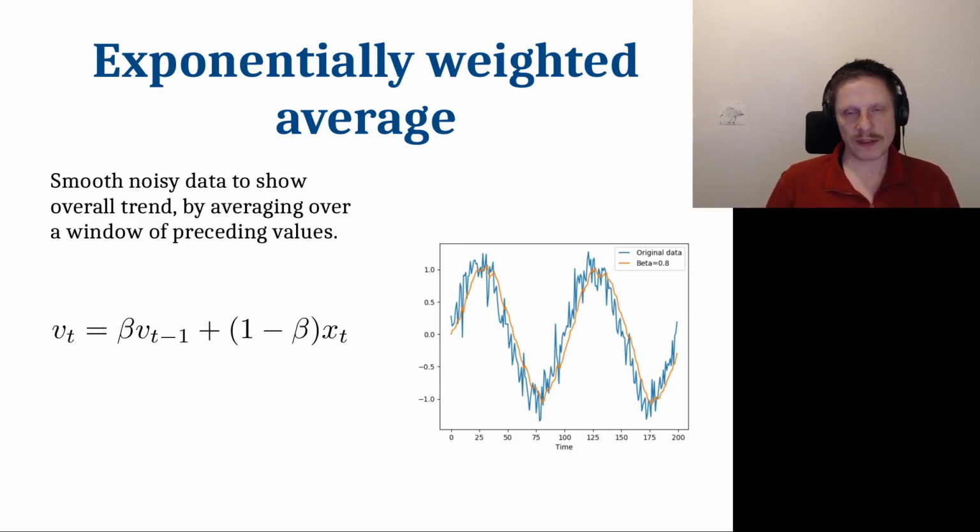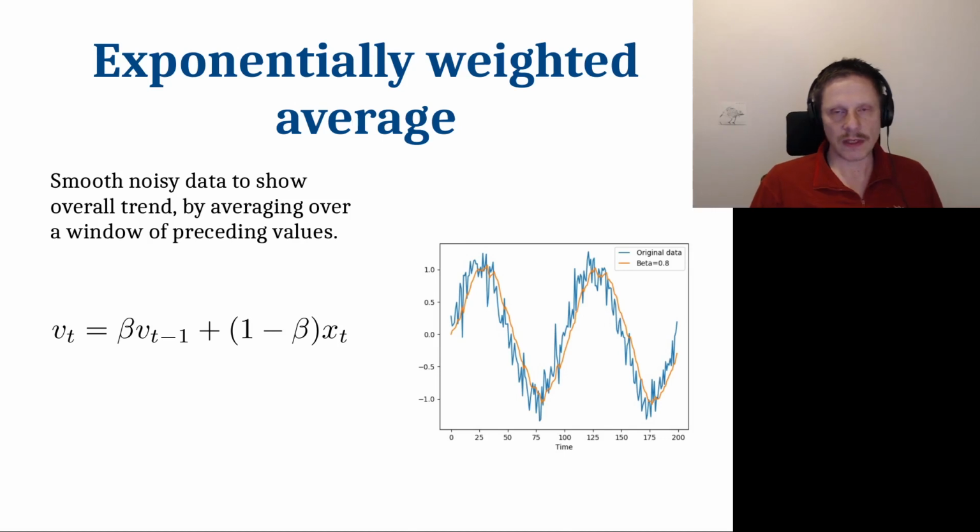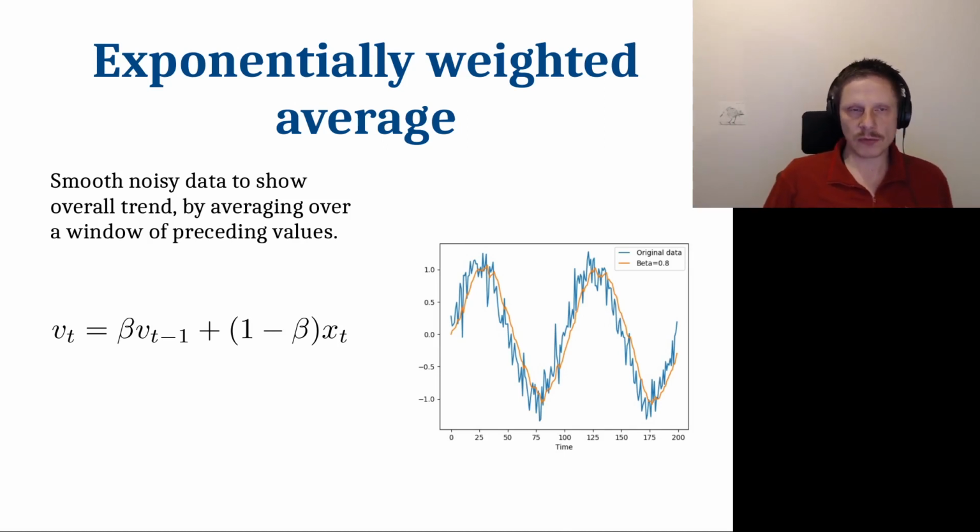or that we think there is some underlying pattern in this data, and there is some local small scale noise which is making it difficult to see. And so we may want to smooth this type of data to make this overall trend more obvious, and we can do that by averaging over a window of preceding values. And so one way of doing that is to use this formula, which is known as exponentially weighted average.